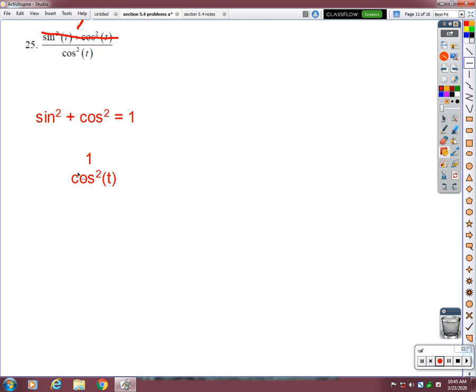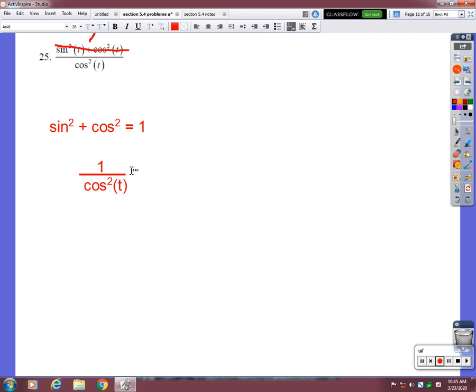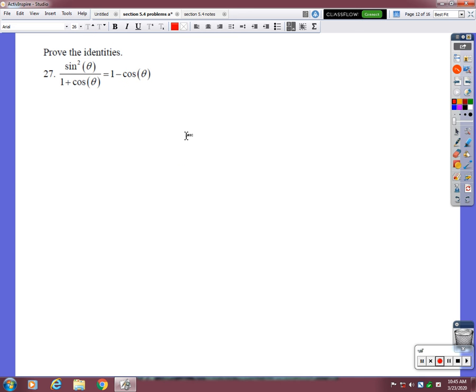And then since we know that 1 over cosine is secant, that tells us that 1 over cosine squared is secant squared. Done. Easy as pie. 5 more, halfway there.